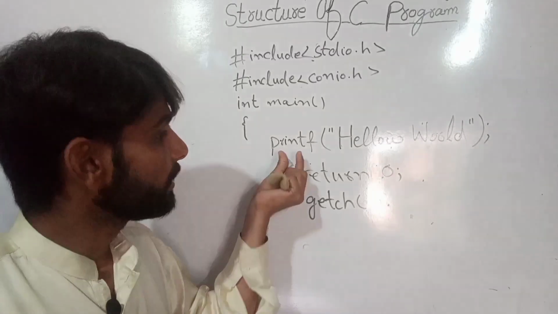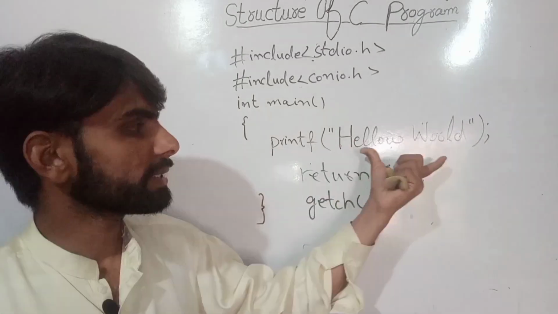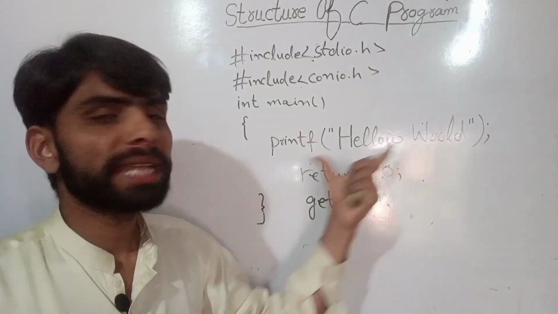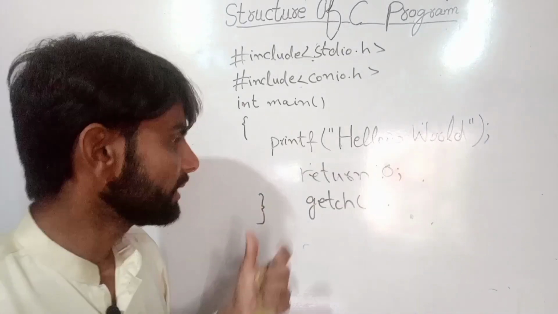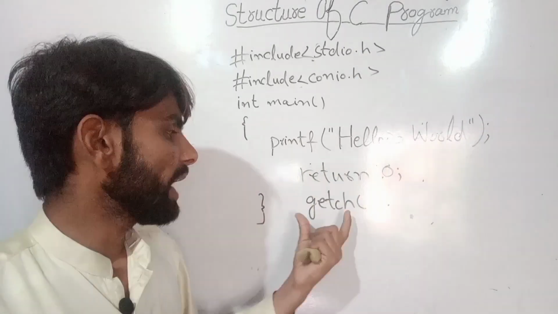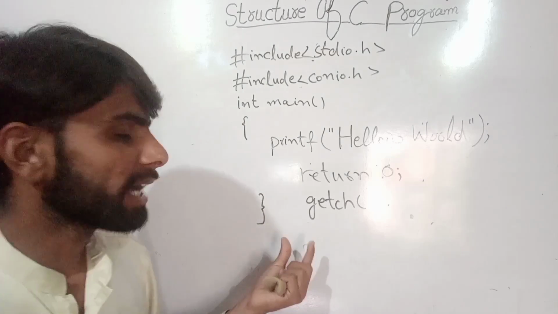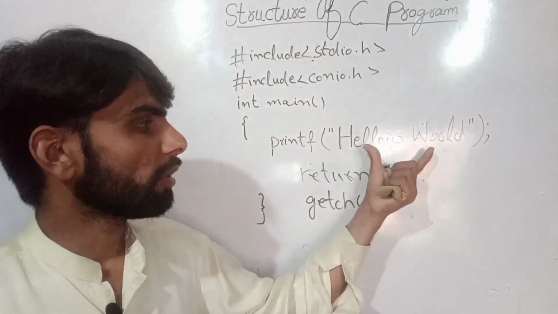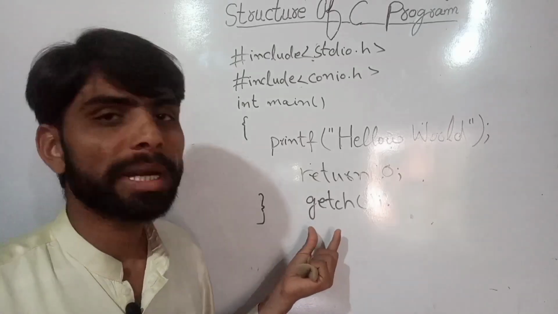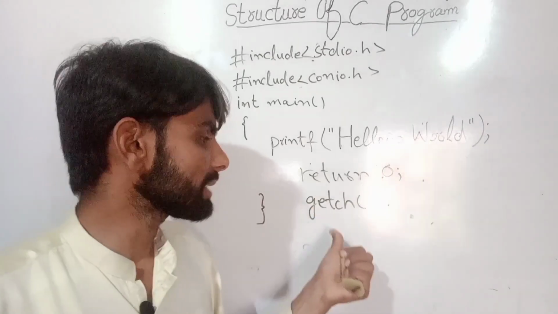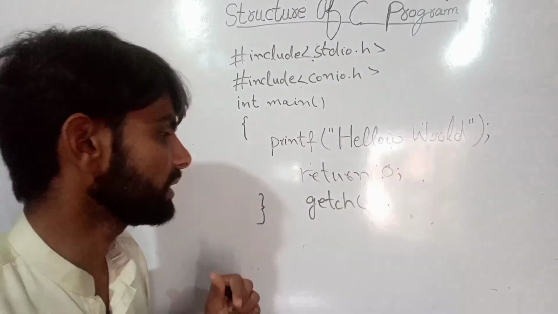The printf function is used to print the statement. What we write here will be printed on the screen as a message to the user. This is the returning value, and this is the getch function that holds the output on the screen until we press a button on the keyboard. When we press a button, it will disappear from the screen.